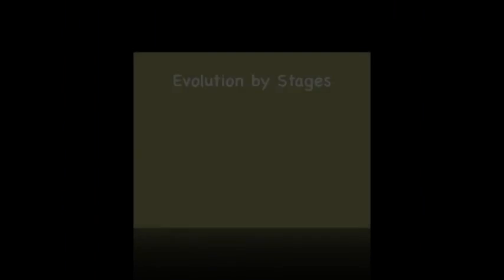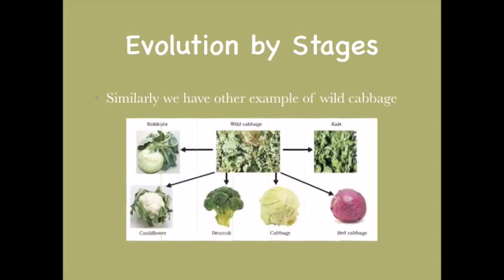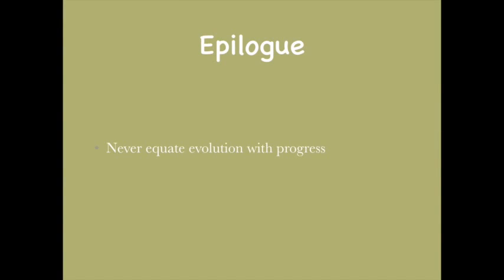Similarly, we have another example of wild cabbage, which can be genetically modified into cauliflower, broccoli, cabbage, red cabbage, kale, etc. So the epilogue of this particular lecture is: never equate evolution with progress. Sometimes evolution might be dangerous. Please note that. So, in this way, we would be ending our lecture.